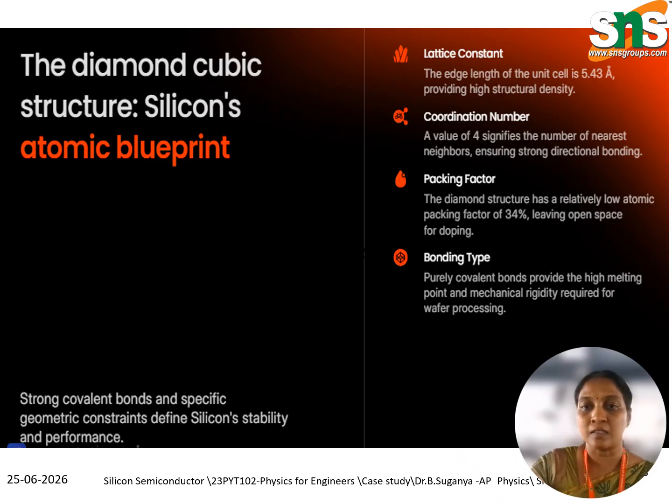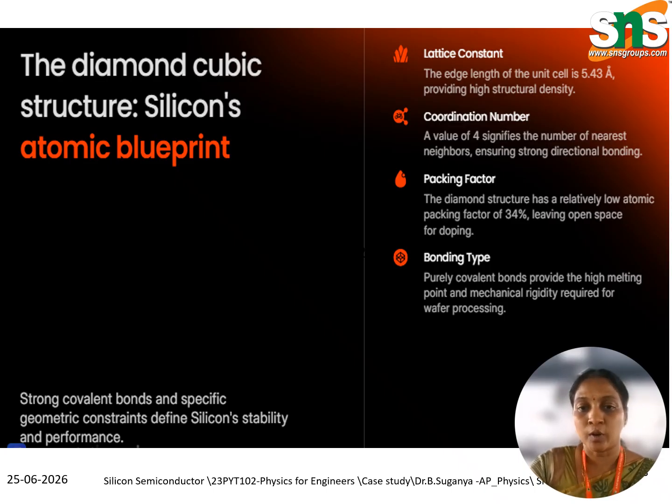So first is the diamond cubic structure. Its lattice constant is 5.43 angstrom and it provides high structural density. Its coordination number is 4. Its packing factor is 34 percent. So atoms occupy only 34 percent. It is fully filled and the remaining space is only empty space.